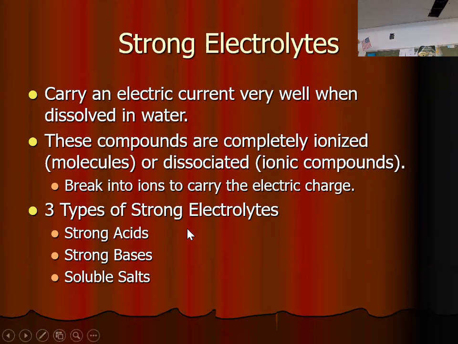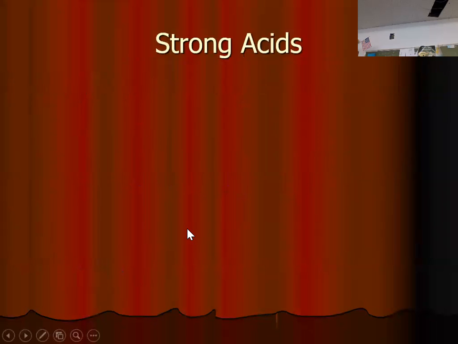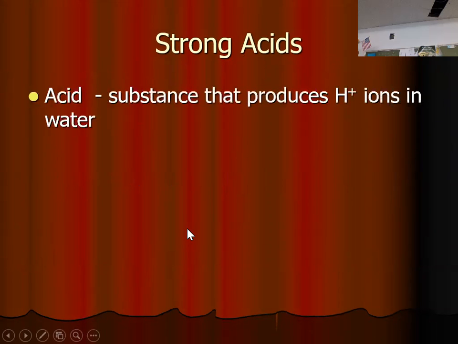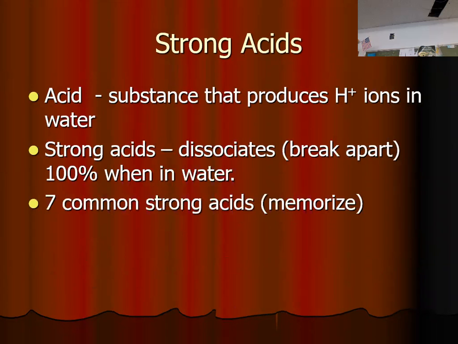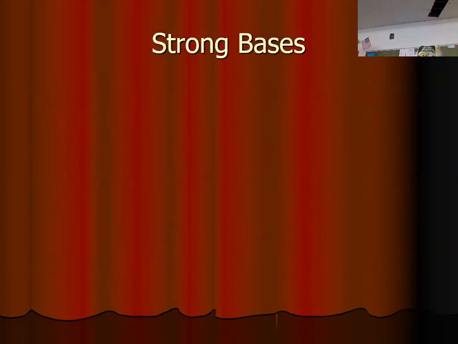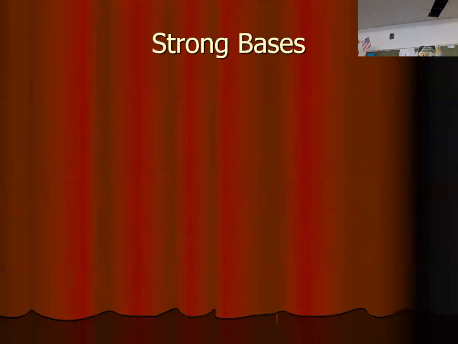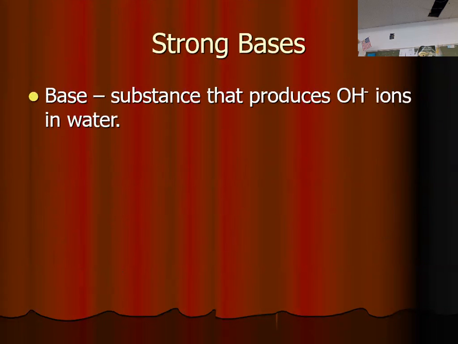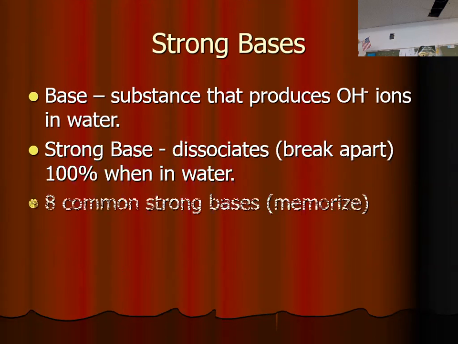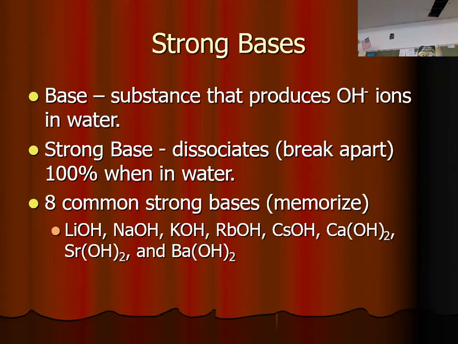And then our third type of strong electrolyte are soluble salts. We'll talk about those here in a few seconds. Strong acids produce H+ in water. Memorize those. Sorry, I got a little ahead of myself. Strong bases must have hydroxide. They break apart 100% in water. Memorize those. Once again, those are group 1 and group 2, not beryllium, not magnesium.